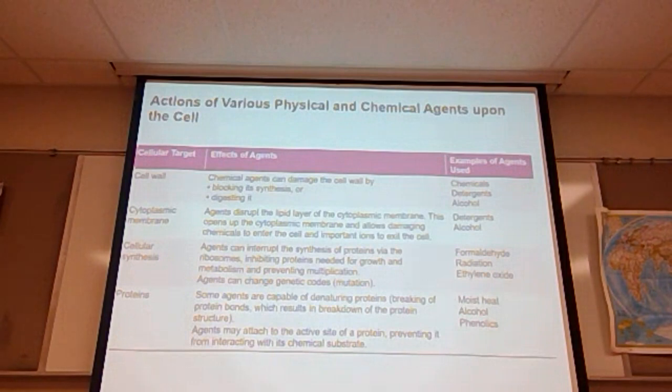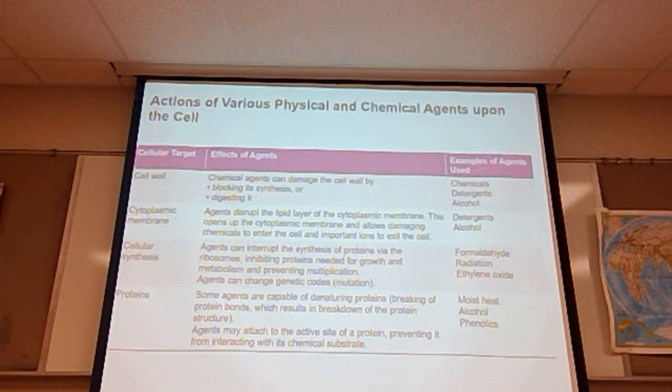Various cell structures, talking about the target. Here's the cell wall targets. Here's what the effects the agents can do. It can either destroy the cell wall or it can block the synthesis of the cell wall. And the example agents out here are chemicals such as our drugs, detergents, and alcohol.